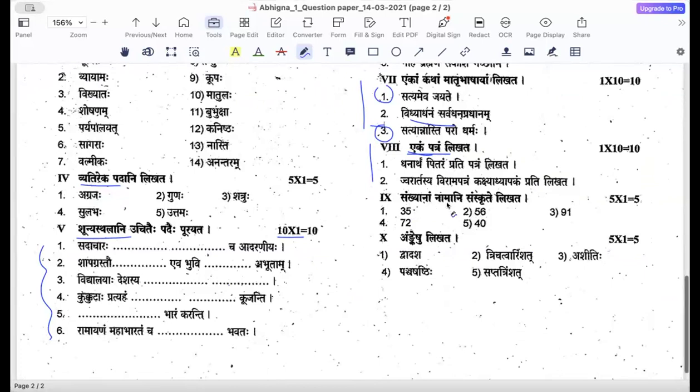Now, sankhyanam namani samskrite likhata. This also, you don't have a choice. You'll have to write it in Sanskritam. Like 72, dvisaptatihi. You write it, and there is no choice also. All five you will have to write.